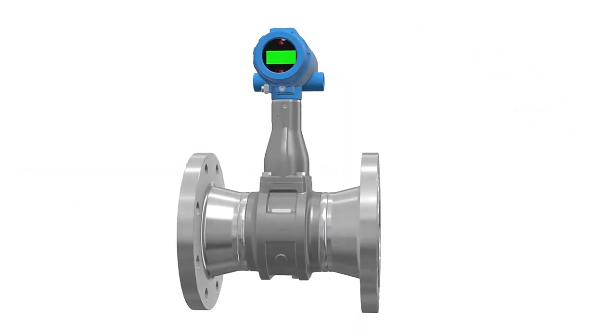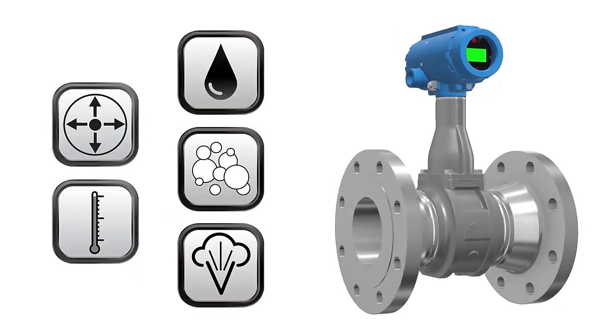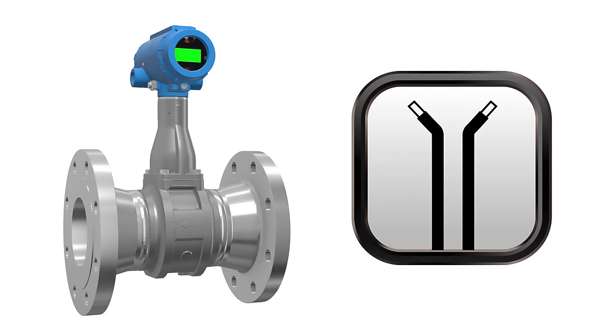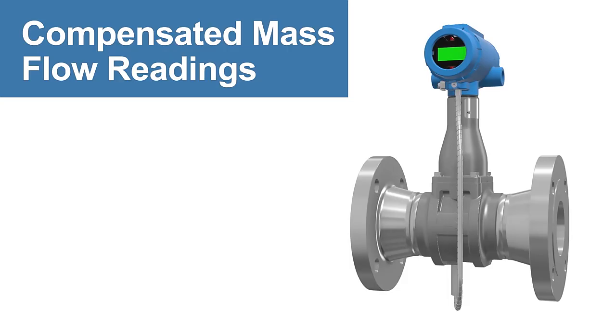Vortex flow meters are well suited for a wide range of applications and can accommodate liquids, gases, and steam while being able to withstand high process pressures and temperatures. Vortex flow meters are also a two-wire device, making them efficient with respect to power consumption. Vortex meters are available in a variety of meter body configurations and multivariable capabilities, allowing for compensated mass flow readings.